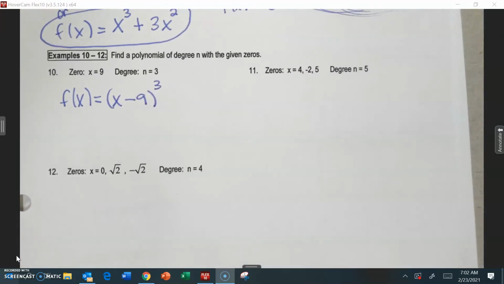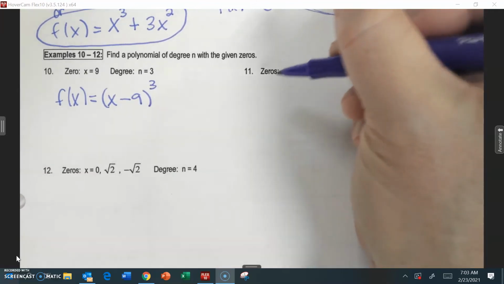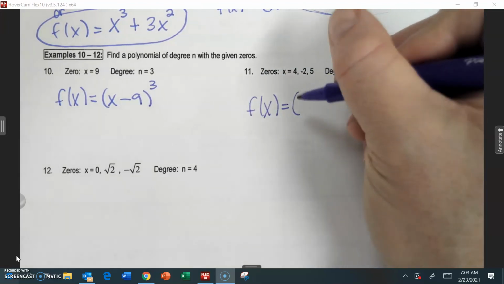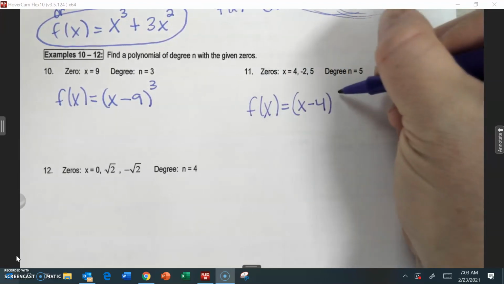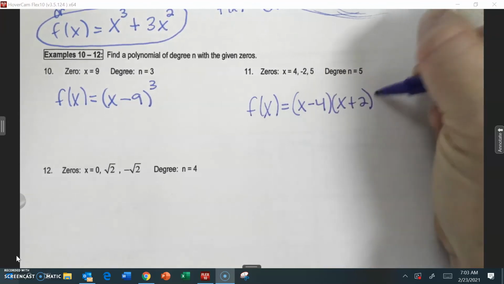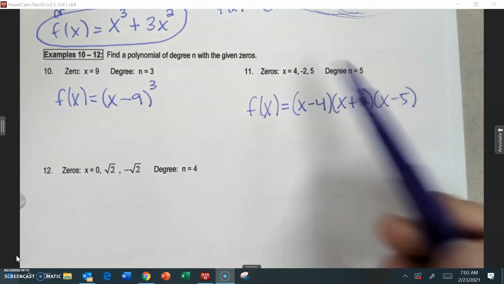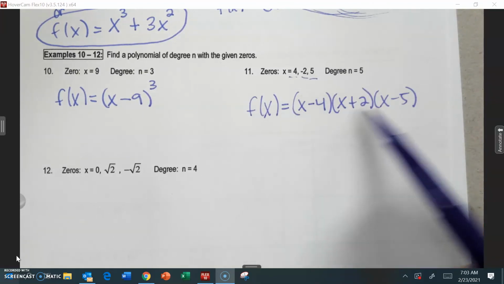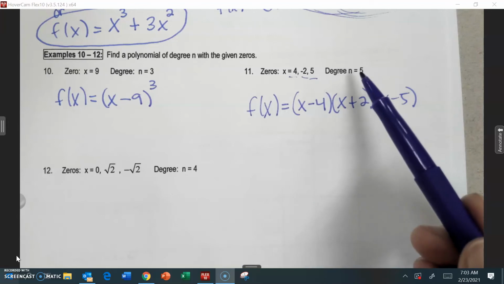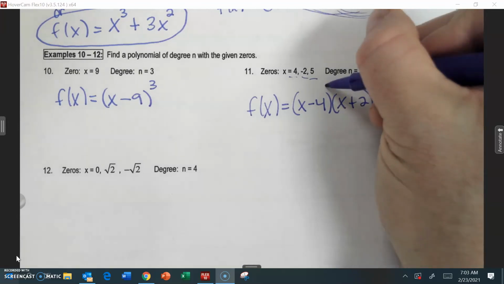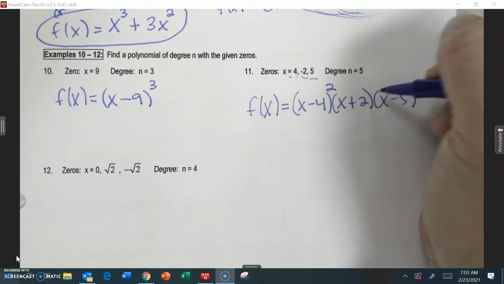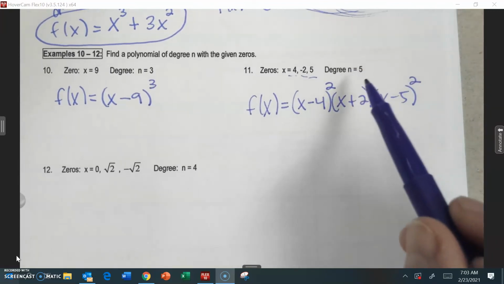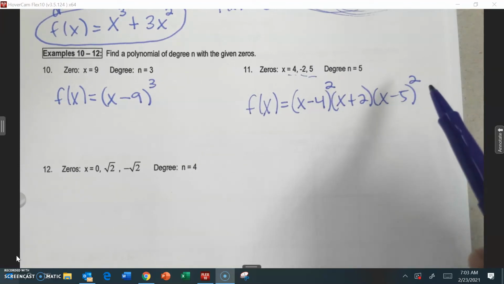With number 11, your answers could vary here, so I don't want you to panic if they're not like mine, but I'm going to do x minus 4 times the quantity x plus 2 times the quantity x minus 5 first to make sure I have all the solutions and what would give me those solutions with our factors. Now I need degree 5. So I'm going to square this one. I'll leave this one degree 1 and I'll square this one. So if you want to put the square here and the degree 1 here, that's fine.